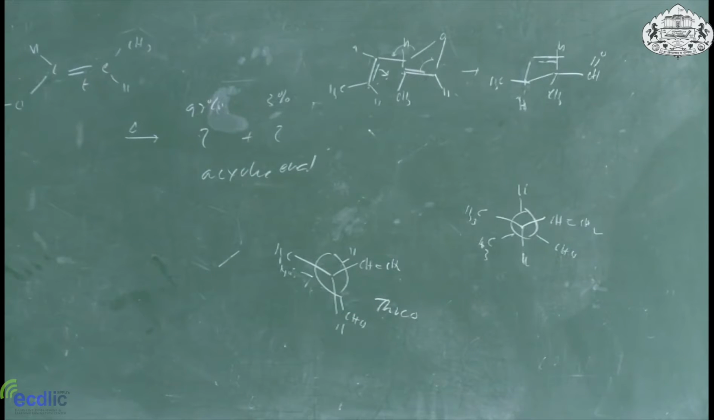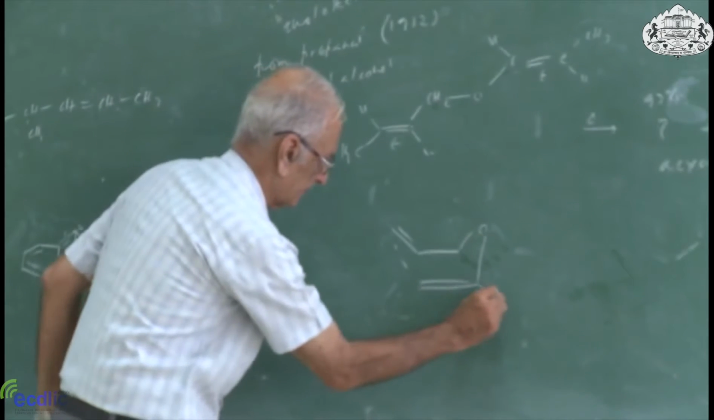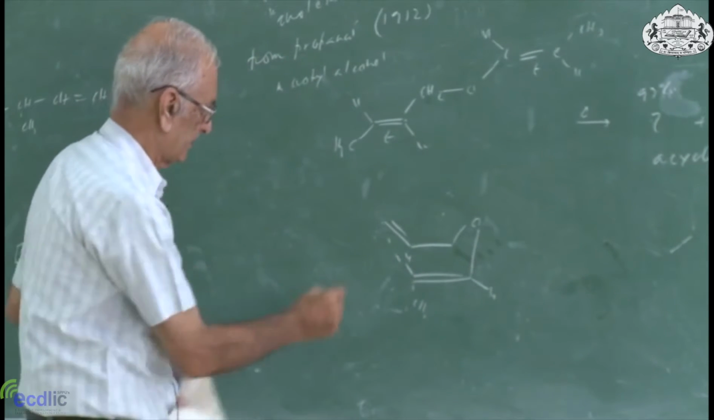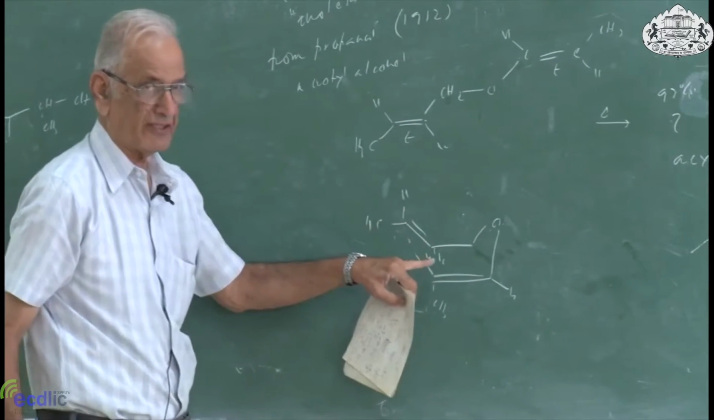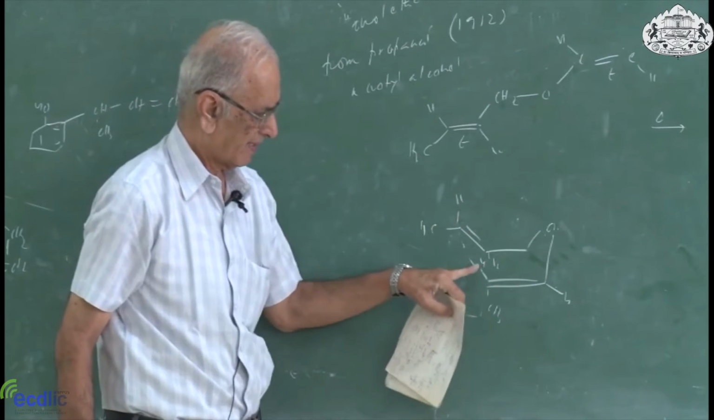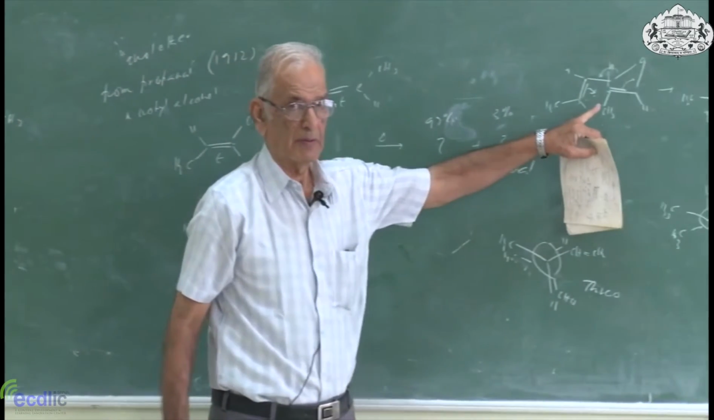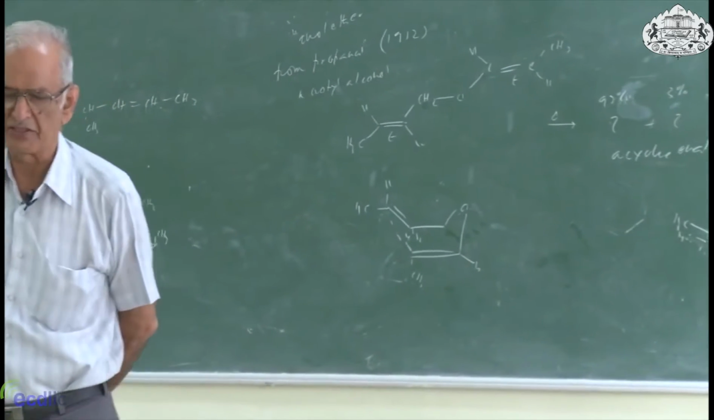All right. So what's the other product that we are going to get? Okay. These two hydrogens trans and these two hydrogens cis. What was this? This was your chair transition state. This is going to be your boat transition state.